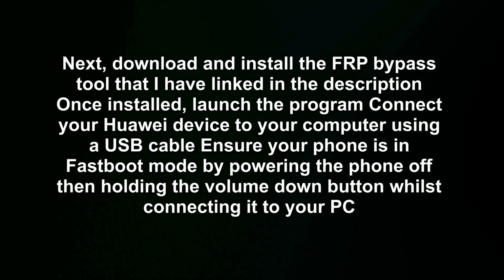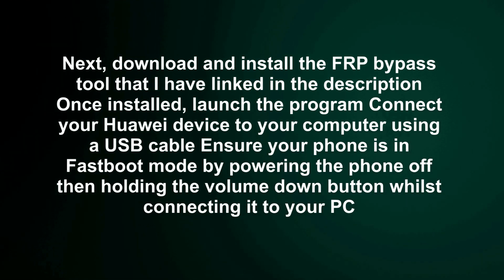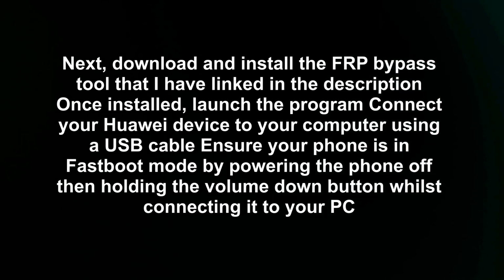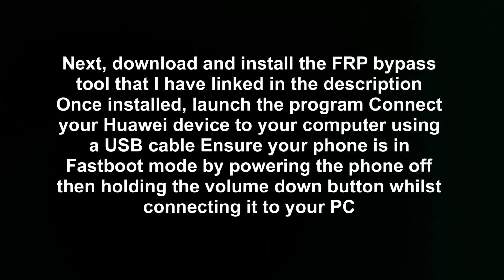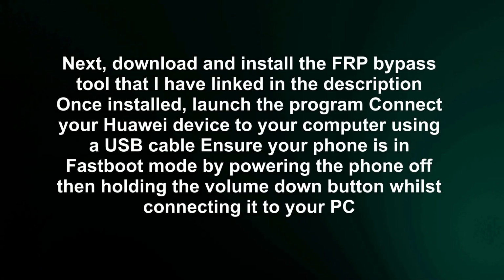Next, download and install the FRP Bypass Tool that I have linked in the description. Once installed, launch the program. Connect your Huawei device to your computer using a USB cable. Ensure your phone is in fastboot mode by powering the phone off, then holding the volume down button whilst connecting it to your PC.